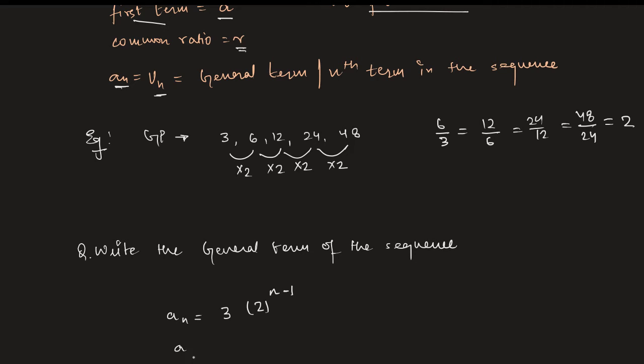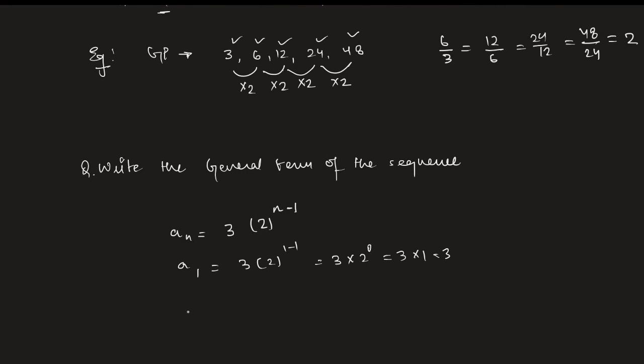Now if I substitute n equals 1, I get 3 times 2 to the power (1 minus 1), which is 3 times 2 to the power 0, which is 3 times 1, which is 3. Okay, let's verify. This is my first, second, third, fourth, fifth term. So I will write down A5, that is 3, and the ratio is 2.